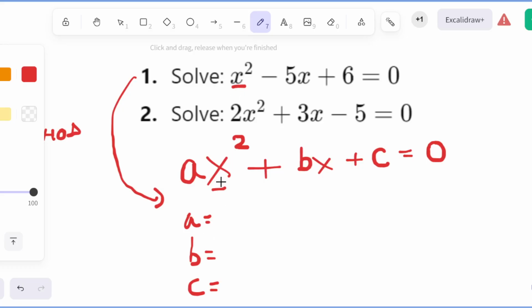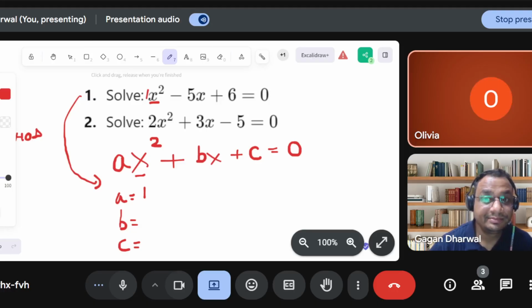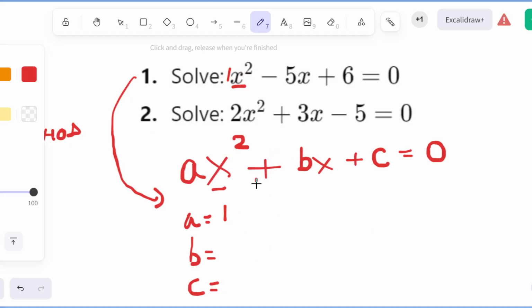So what will be a? There's nothing with x square, that means it's 1. When nothing is there, it's always 1 by default. So a is 1. Now can you tell me what will be b? Minus 5, right? Because here is a plus sign. So b is minus 5. And what is c? 6. Super. So this is one thing which we always need to figure out: for any quadratic equation, compare it with the standard quadratic equation.